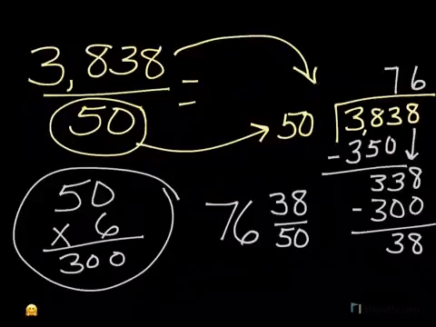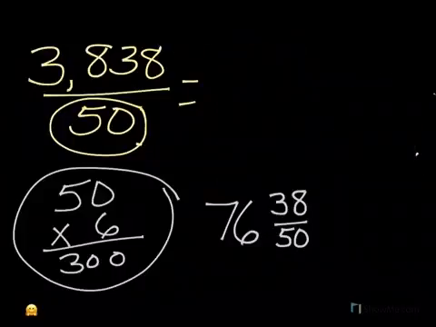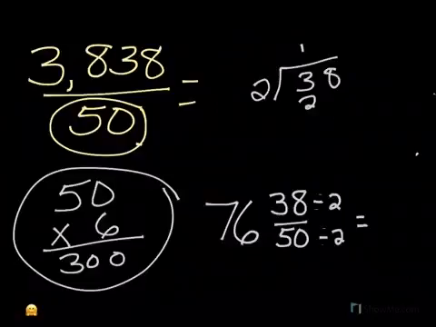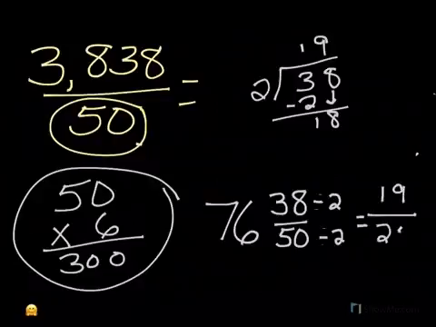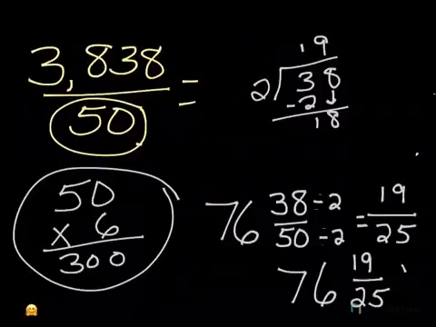Let me go ahead and clear some space. Okay, so I know they're both even, so I can divide them both by 2. 38 divided by 2 is 19, and 50 divided by 2 is 25. I know 19 only has 2 factors, one in itself, so I'm done. My final answer is 76 and 19/25.